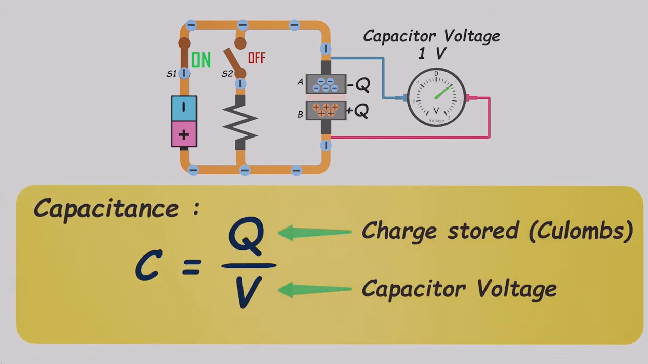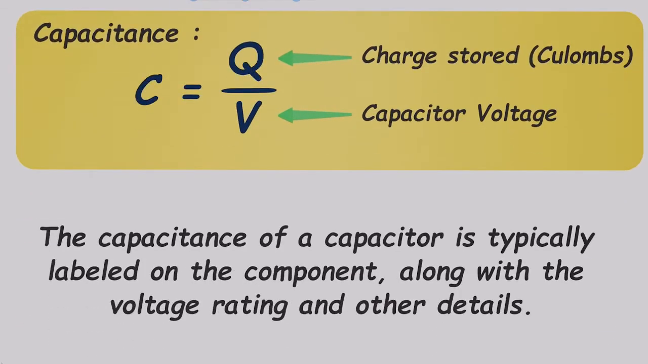Let's assume this capacitor needs Q coulombs of charge for each plate to change its voltage by V volts. We can find the capacitance of this capacitor by dividing Q by V. The capacitance of a capacitor is typically labeled on the component, along with the voltage rating and other details.